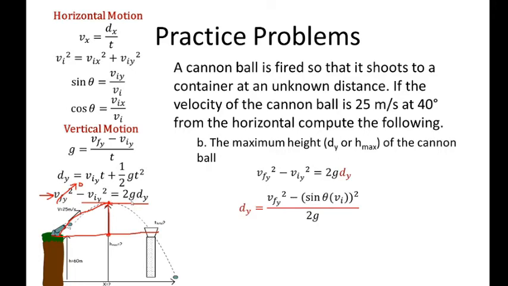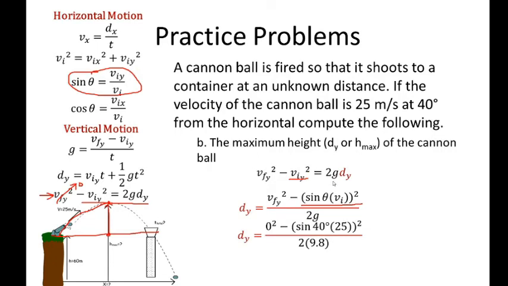Rearranging that one, we have dy equals vf squared minus viy squared, over 2 times gravity. To recall, viy is this equation right here, and we do not forget the square. Substituting values now, we have 13.17 meters, or approximately 13 meters. So this height right here is approximately 13 meters.